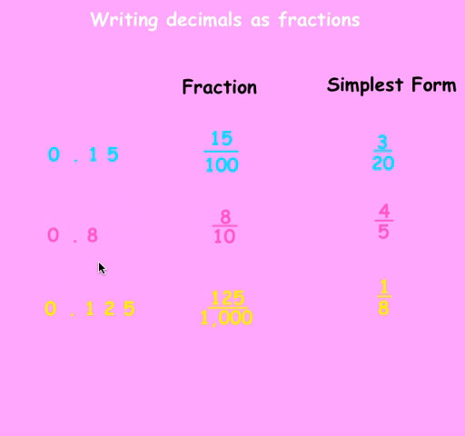Next one, 0.8. 8/10 is how you would say it. The 8 is in the tenths spot. Then we simplify to get 4/5. 0.125. 125 thousandths. The 5 is in the thousandths spot. And then that gets simplified to 1/8.